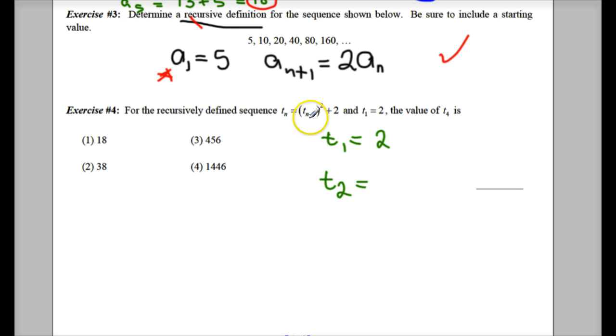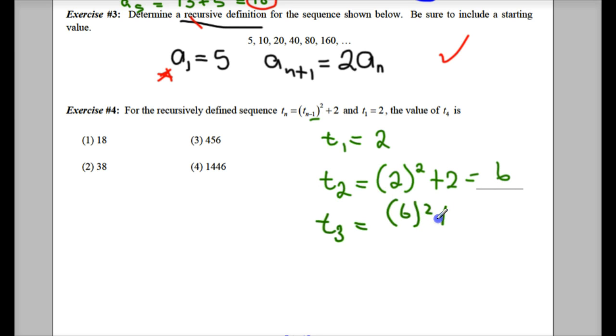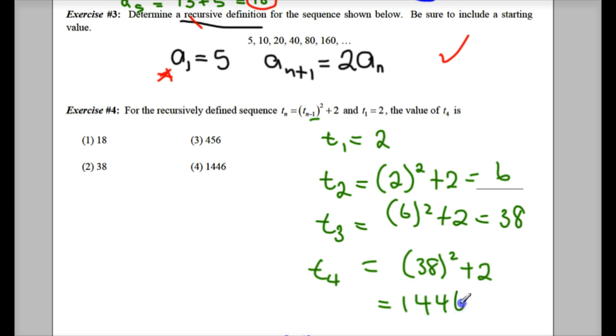T2 is my previous term, which is 2 squared plus 2. 2 squared is 4, plus 2 is 6. T3 is my previous term, which is 6 squared plus 2. 6 squared is 36, plus 2 is 38. T4 is equal to 38, my previous term, squared, plus 2, which gives me, and I'm going to just write it here, 1,446, which is choice number 4.